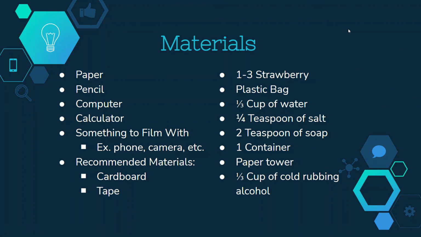So for the materials in the junior high task, you will need some paper, a pencil, a computer, a calculator, and something to film with. It could be a phone, a camera that you have, anything at all. Recommended materials are cardboard and tape. On top of that, you will need 1 to 3 strawberries, a plastic bag, 1/3 cup of water, 1/4 teaspoon of salt, 2 teaspoons of soap, 1 container, some paper towel, and 1/3 cup of cold rubbing alcohol.